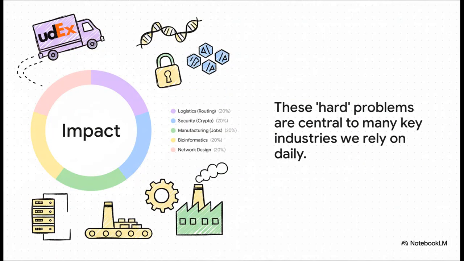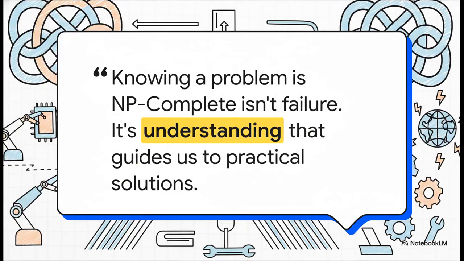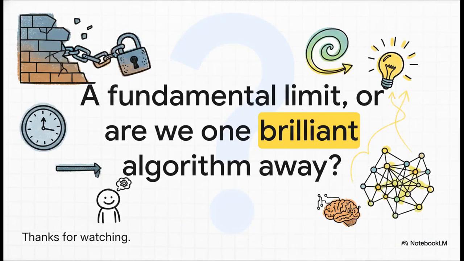And this is not just theory. This stuff powers our world every single day. Package routing for companies like Amazon, scheduling tasks in a microchip factory, designing networks, figuring out how proteins fold in biology. All of these huge industries rely on finding clever, practical ways to tackle these fundamentally hard, NP-complete problems. So you see, discovering that a problem is NP-complete isn't a failure at all. It's actually a huge sign of progress. It's a signpost that tells us, hey, stop wasting your time searching for a perfect, fast solution that probably doesn't exist, and instead, it guides us to focus our energy on developing the brilliant, practical workarounds that actually get the job done.